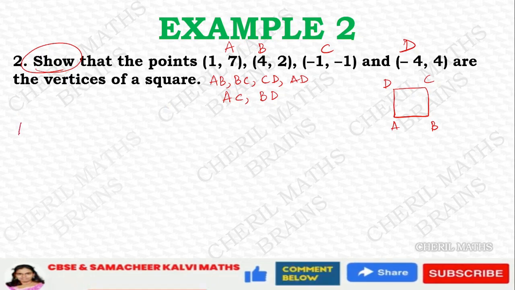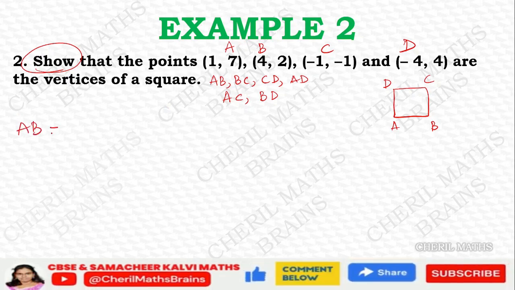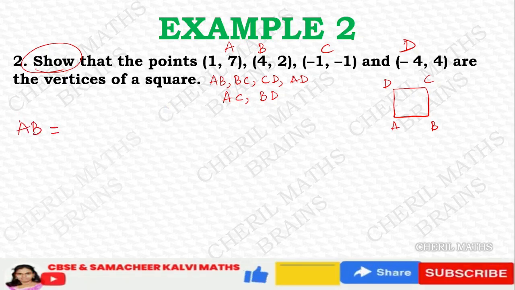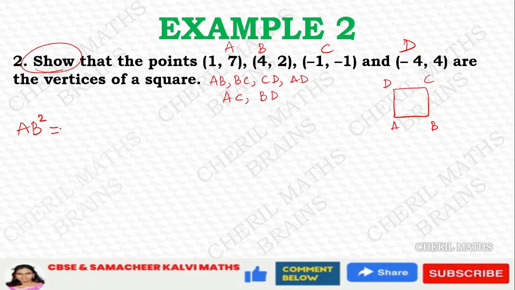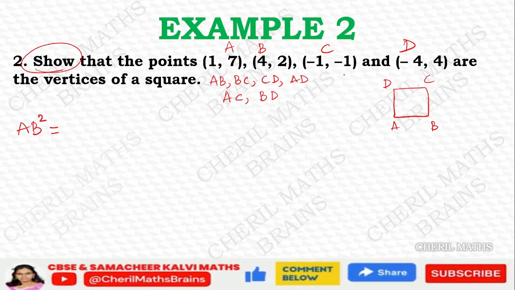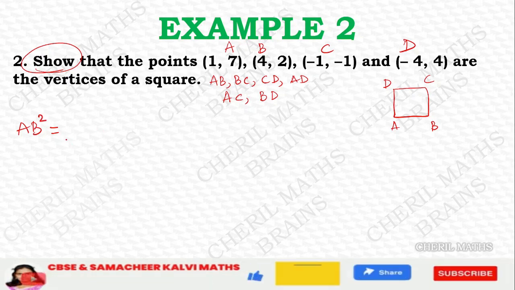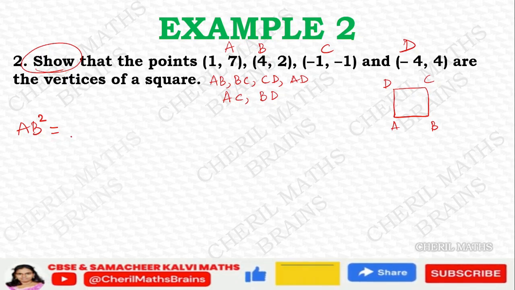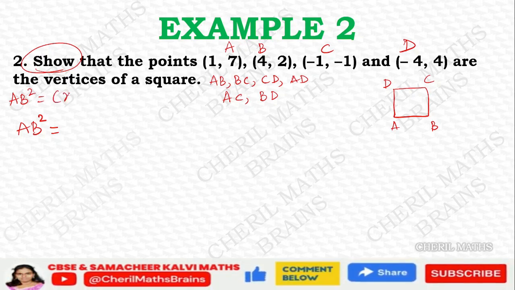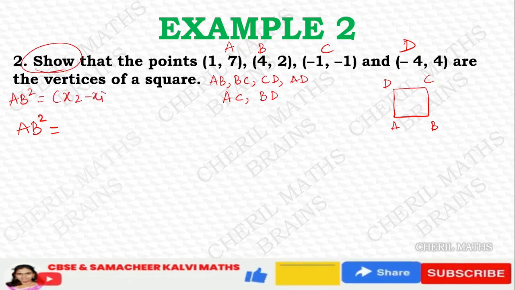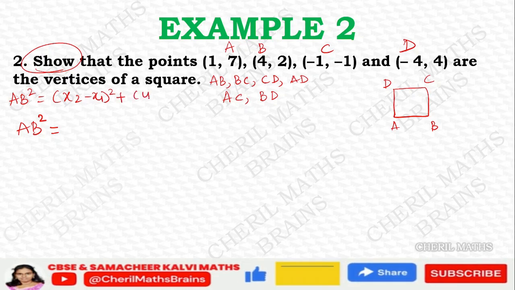First we will find out AB. You can do it in any way, but let me do the square. Because we need to prove they are equal only, even if we do the squares, it's more than enough. What is the basic formula for the distance? It is x2 minus x1 the whole square plus y2 minus y1 the whole square.